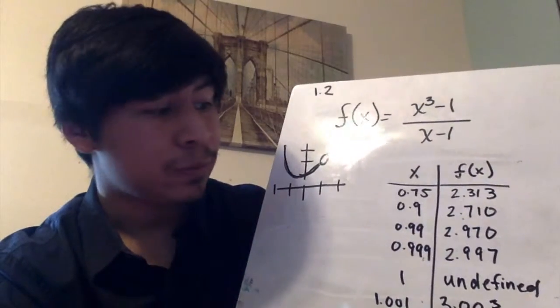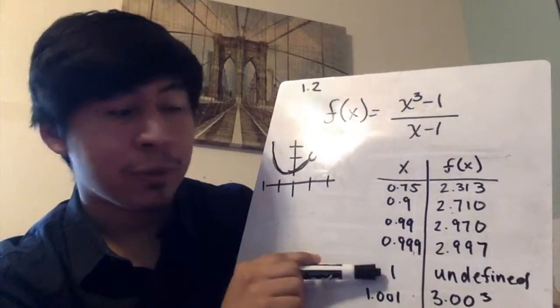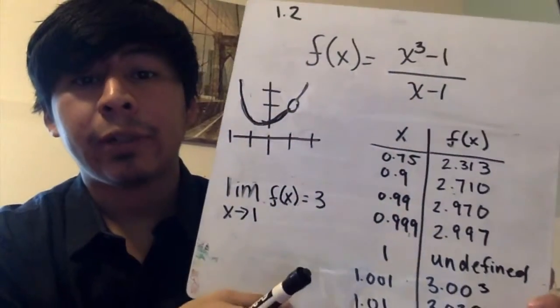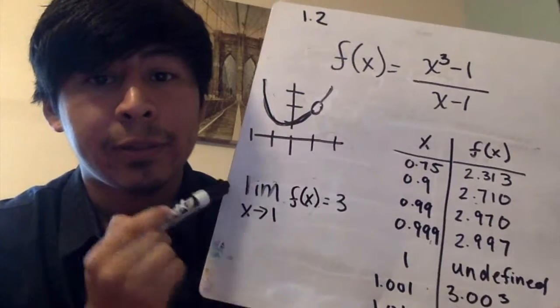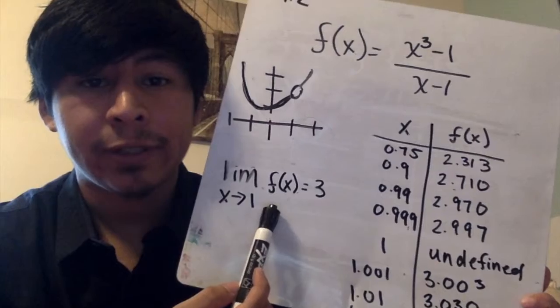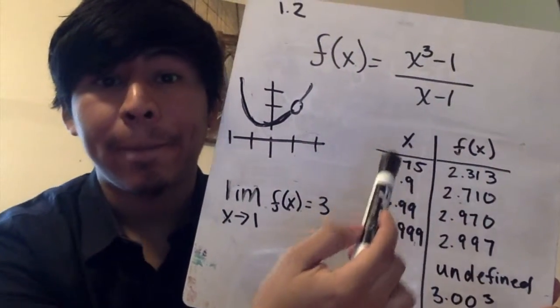So what we can assume about this function is that the limit as our x approaches the value of 1, we get the value of 3. We can write this as the limit as x approaches 1 of our f of x is equal to 3, our f of x being this function up here.